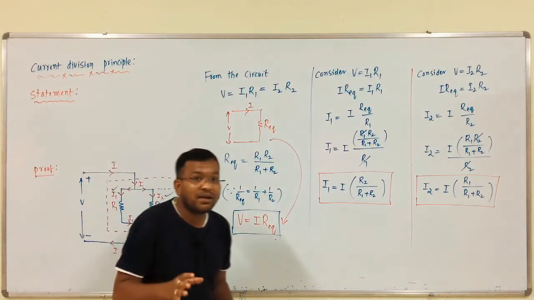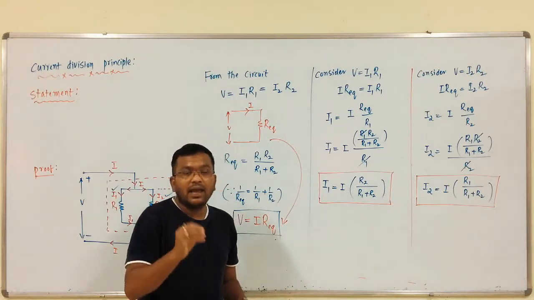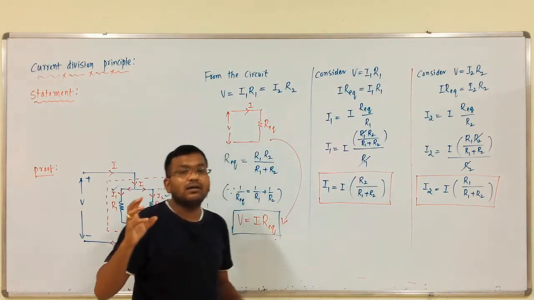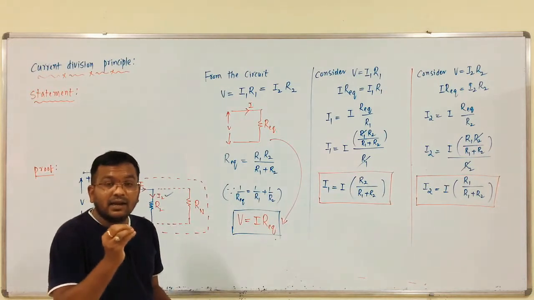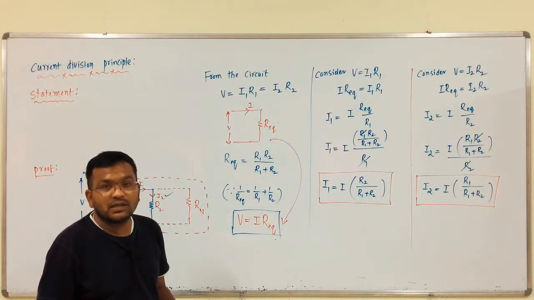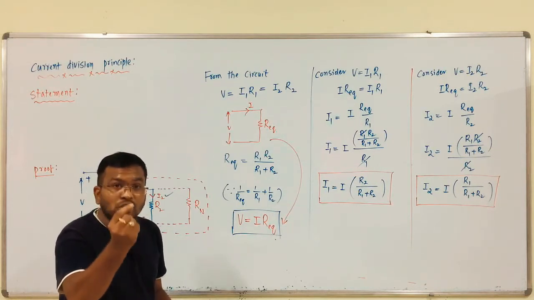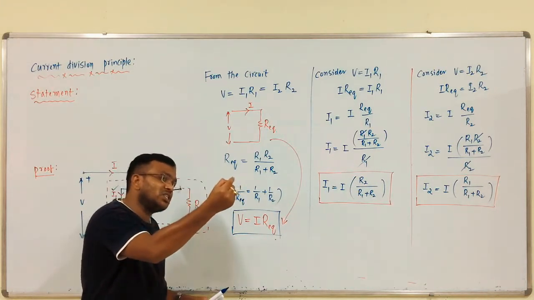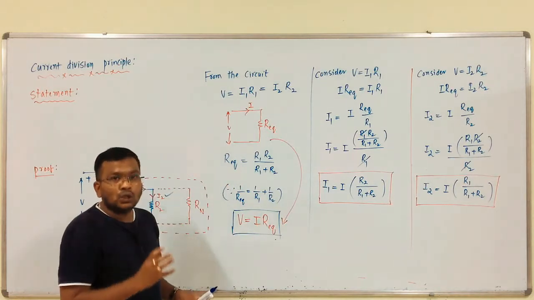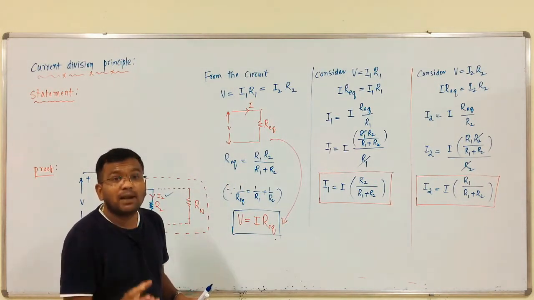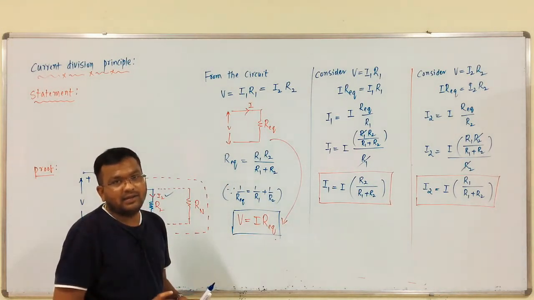Then what is the statement of this current division principle? In any parallel circuit, the current in any branch can be calculated by considering the ratio of opposite branch resistance to the total resistance, which is multiplied by the total current in the circuit.